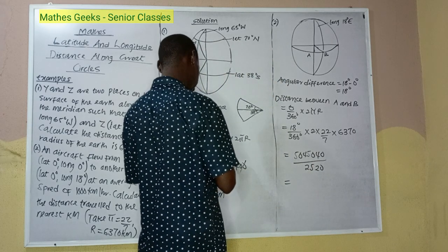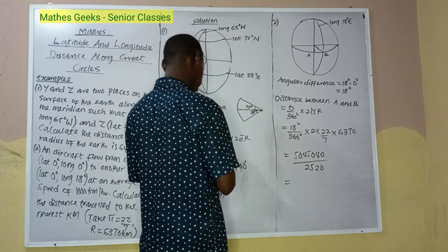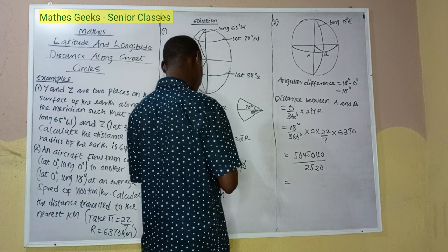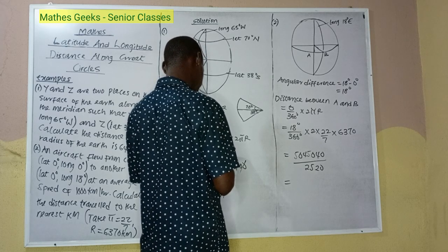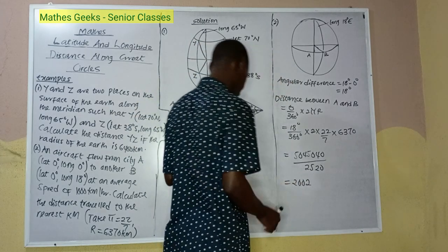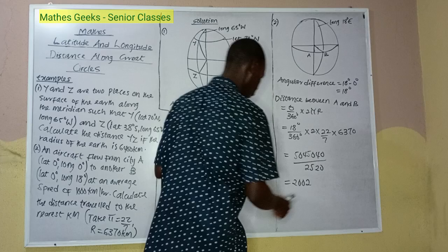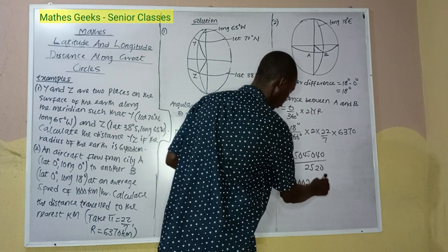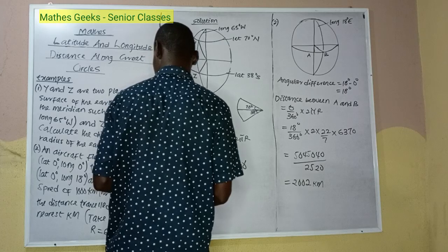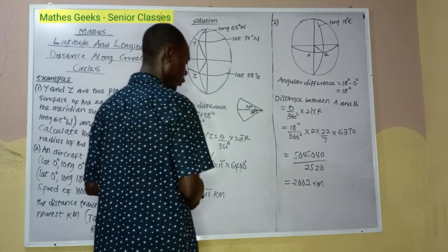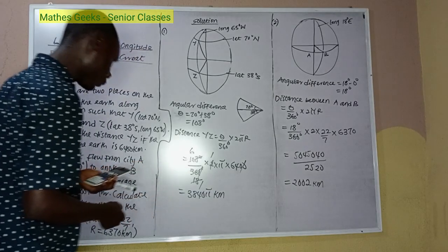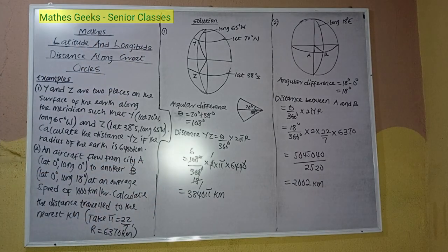So 5,045,040 divided by 2520. That's 2002 kilometers. Okay, so the distance traveled to the nearest kilometer is 2002 kilometers. That's the answer.